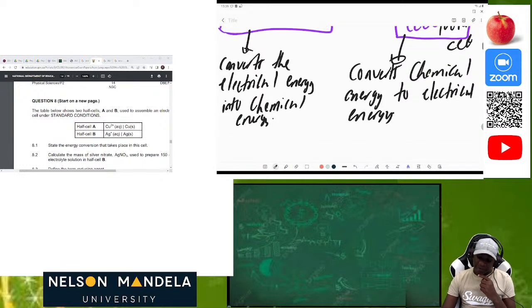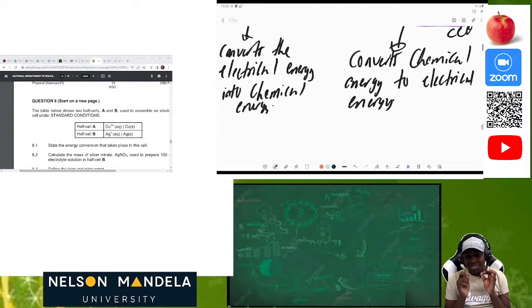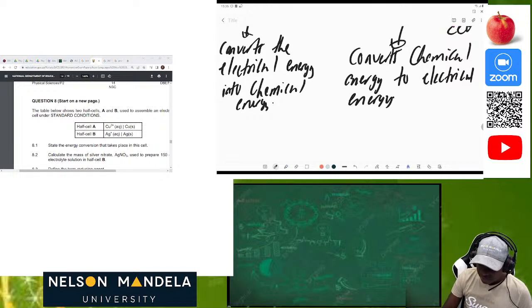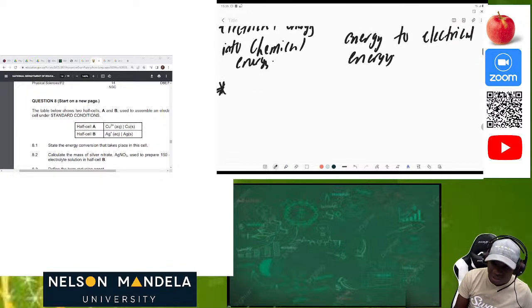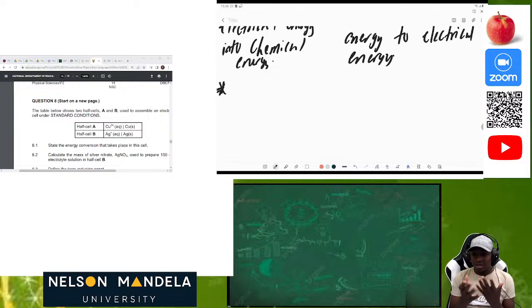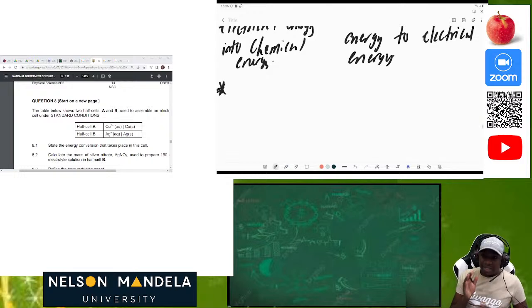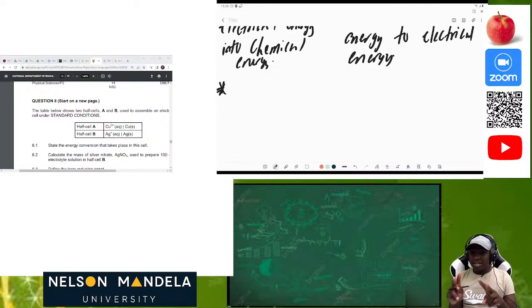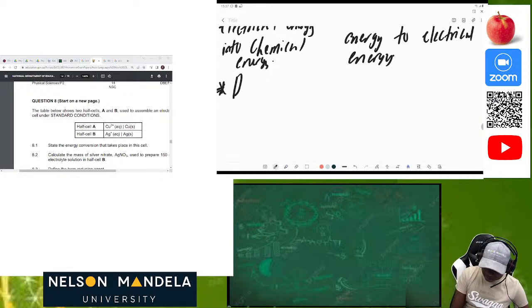Now we have what we call oxidation and reduction. What is important is to be able to define these two terms. The first thing they will say is: define oxidation and reduction in terms of electron transfer. Oxidation and reduction can be defined in two different ways: in terms of the transfer of electrons, or in terms of oxidation numbers. So you must know both definitions.